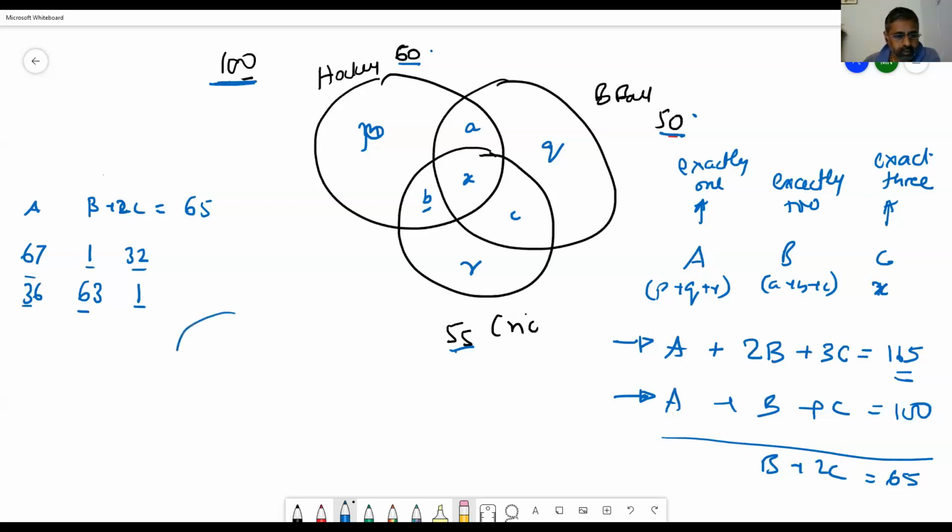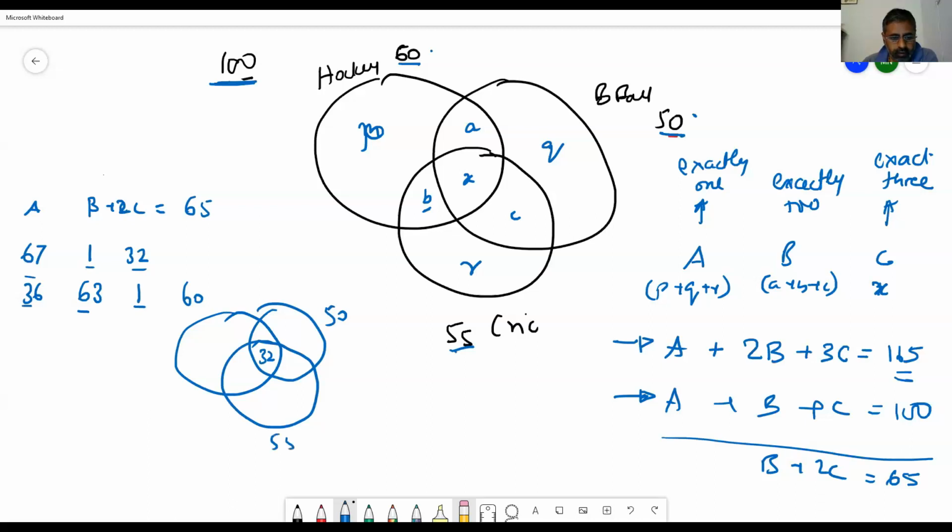So let's just try drawing one of them. We're taking 32 inside. Okay, 32 is C. 32 is inside. This is 60, this is 50, and this is 55. So 32, we are drawing this. 32 inside, and then there is only 1 outside. So we'll take that 1 here. Randomly I'm putting this. If we find difficulty, then we'll look at it later. So here you have 32.